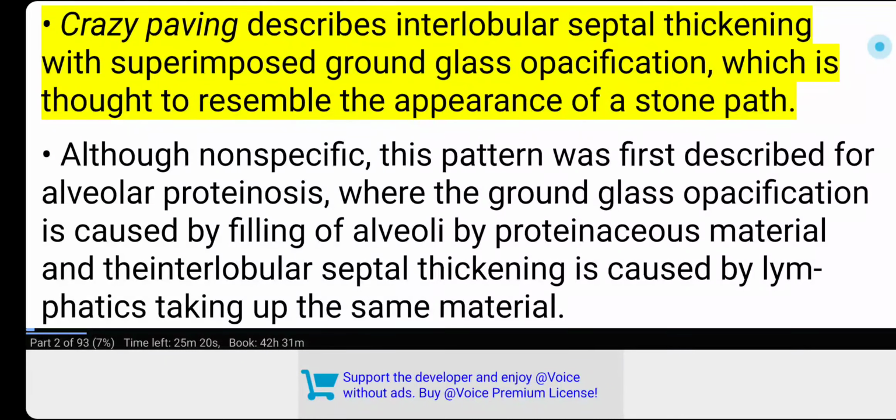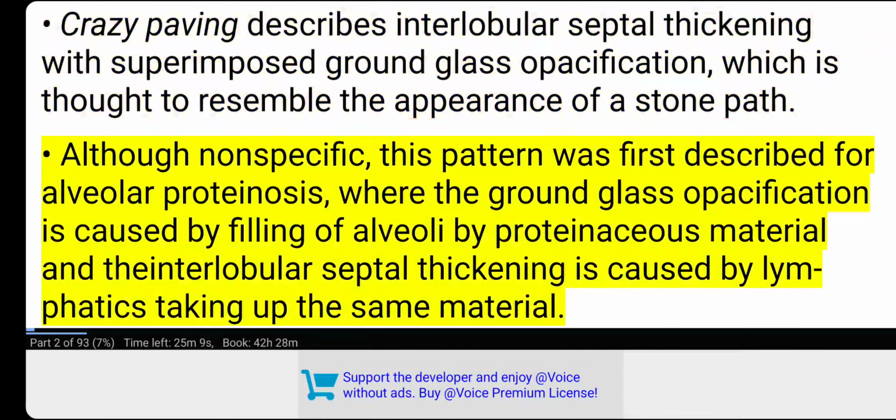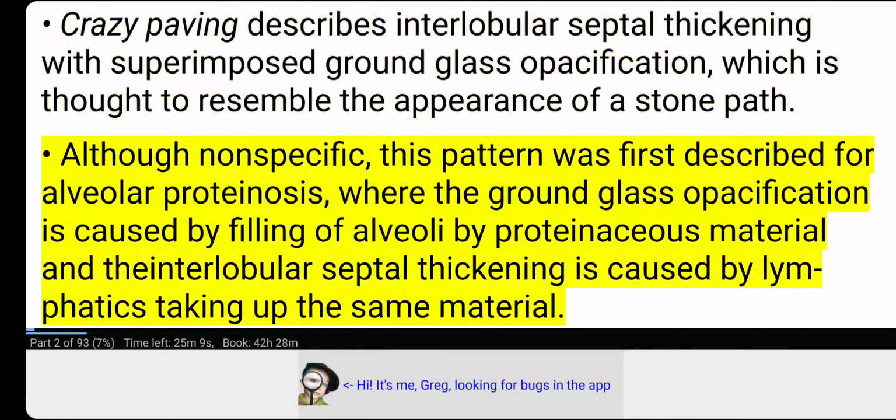Crazy paving describes interlobular septal thickening with superimposed ground glass opacification, which is thought to resemble the appearance of a stone path. Although nonspecific, this pattern was first described for alveolar proteinosis, where the ground glass opacification is caused by filling of alveoli by proteinaceous material and the interlobular septal thickening is caused by lymphatics taking up the same material.